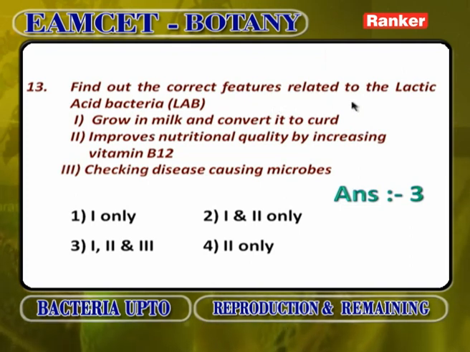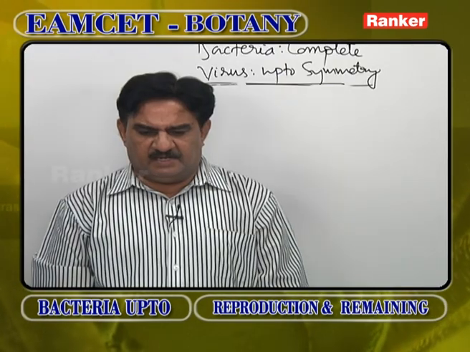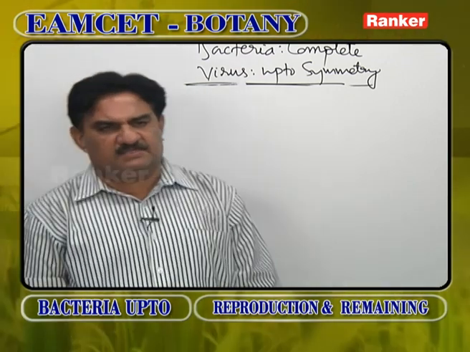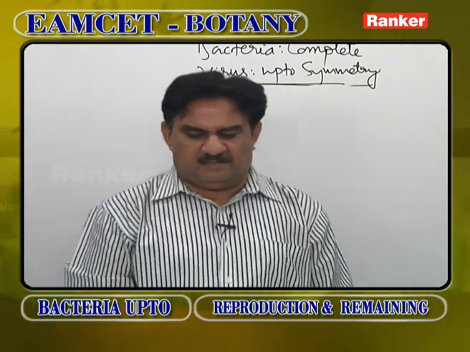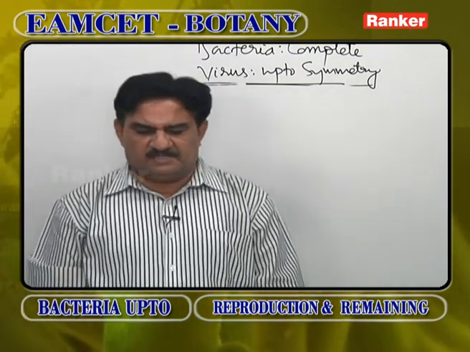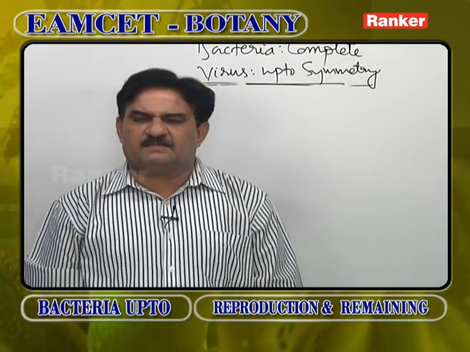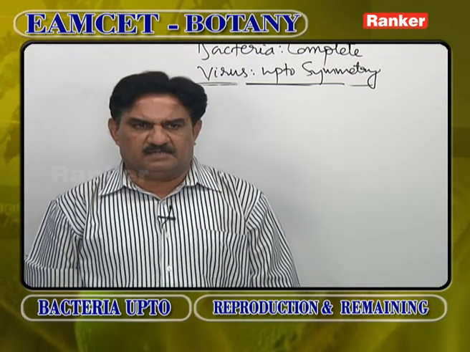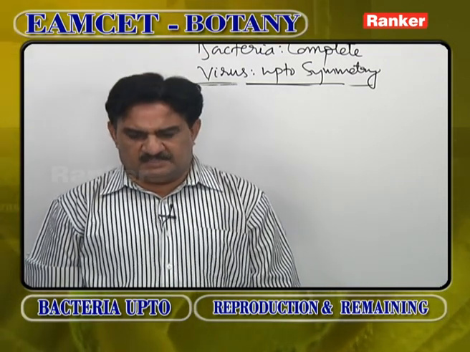Find out the correct features related to lactic acid bacteria, LAB. Grow in milk and convert it into curd. It is correct. Improve nutritional quality by increasing vitamin B12. This is also correct. It increases cyanocobalamin or vitamin B12 to increase the nutritional quality. Checking the disease-causing microbes. So, it also controls the disease-causing microbes.